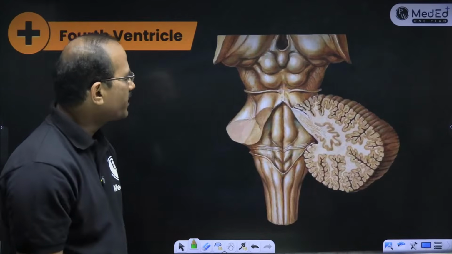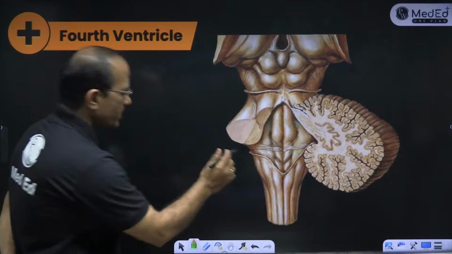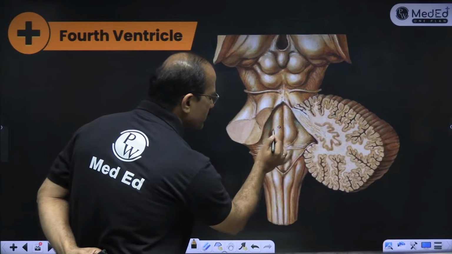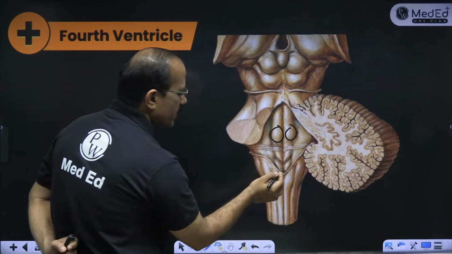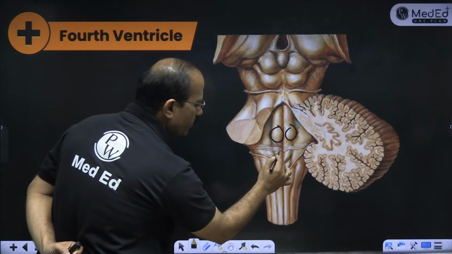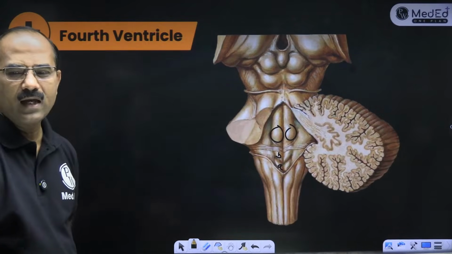Coming back to this, tell me now, what is this? What was this? This is the facial colliculus. Tell me, what is this A and what is this B?